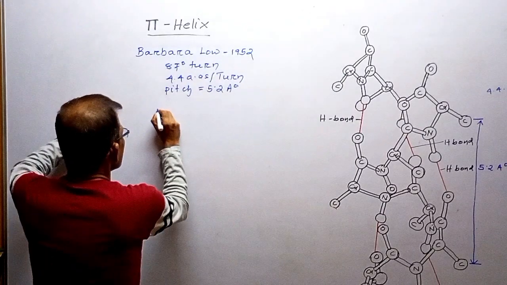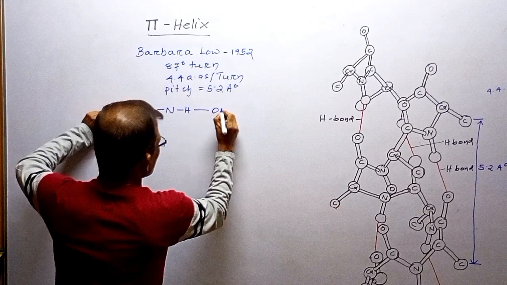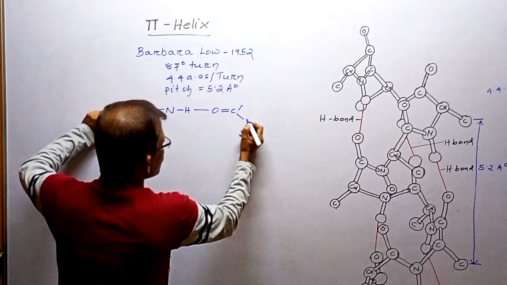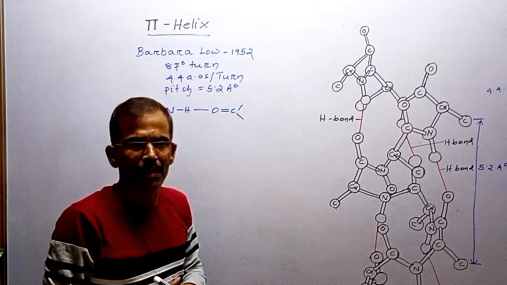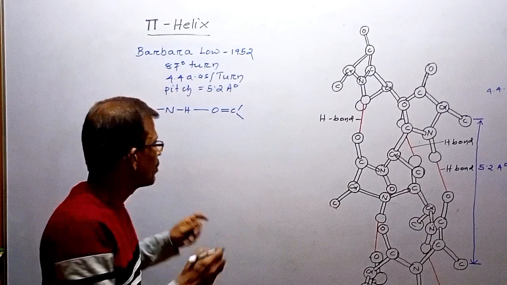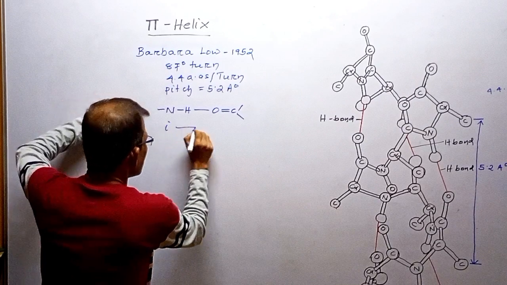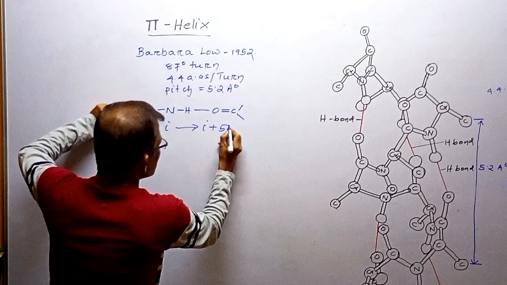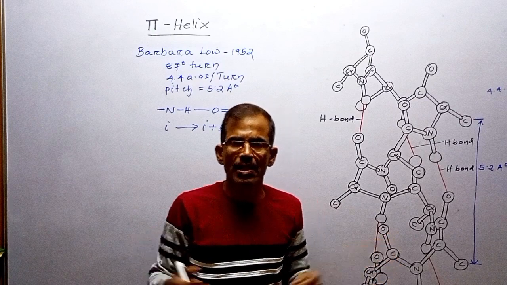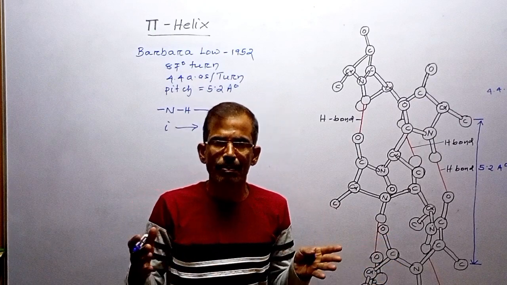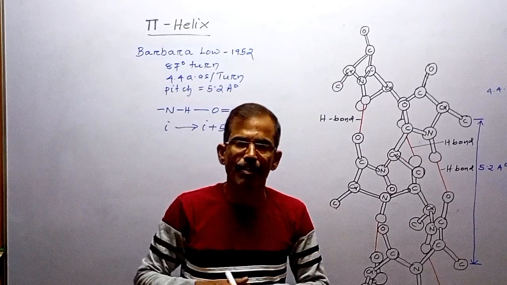Most importantly, the amide group of an amino acid forms a hydrogen bond with the carbonyl group of the amino acid 5 residues earlier in the polypeptide chain. This repeated hydrogen bonding pattern between amino acid residues i and i plus 5 defines the pi helix. Like alpha helix and beta sheets, pi helix also adopts regularly repeating dihedral angles phi and psi.